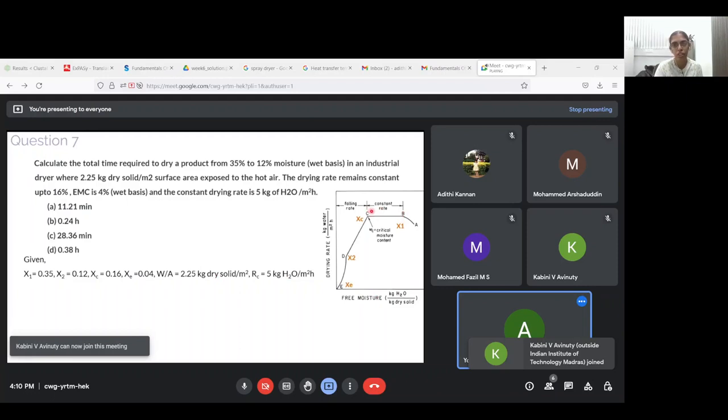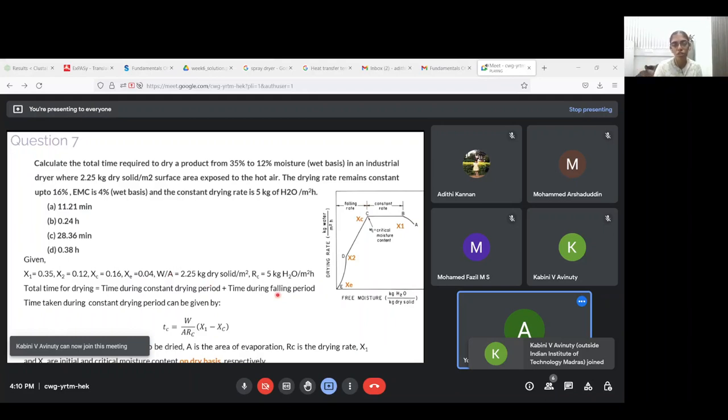There's a constant rate involved and a falling rate also involved. Since they have mentioned that from 35 to 16 there's a constant rate, after 16 it obviously has to decrease and constitute a falling rate. So your total time will include your constant rate drying period as well as your falling rate drying period. So your total time for drying is time during constant drying period plus time during falling period. We have an equation for each period, whose derivation is mentioned in the lectures.